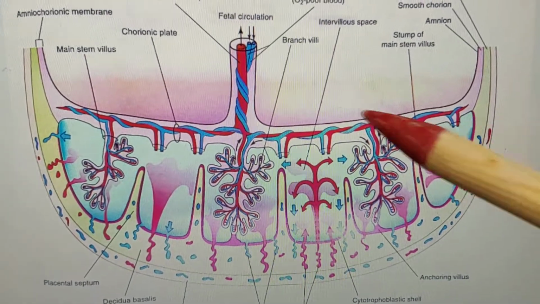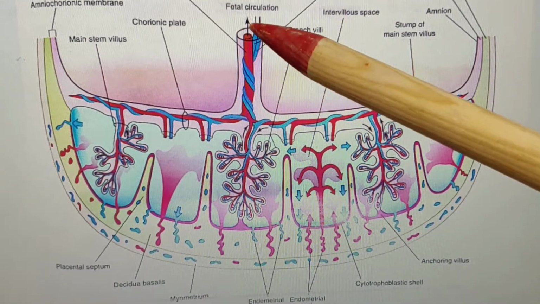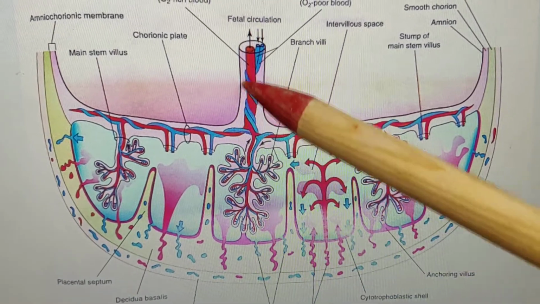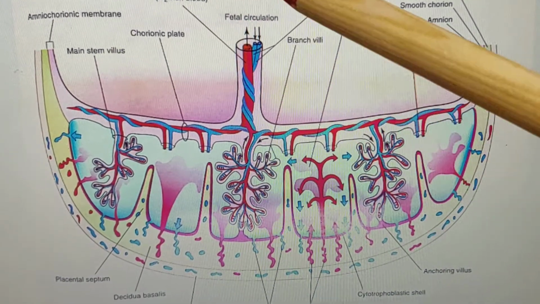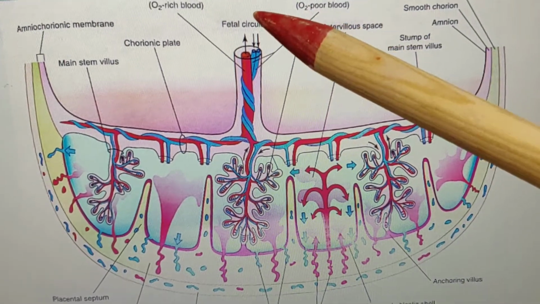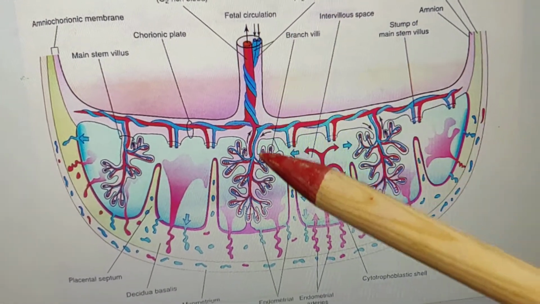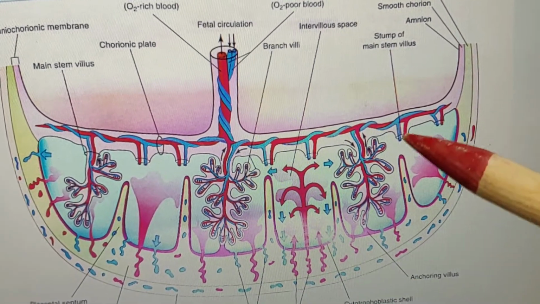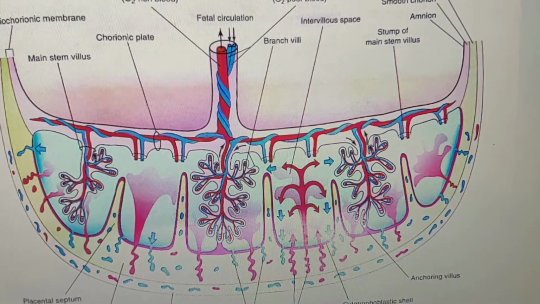Now if you see the fetal circulation, the oxygenated blood is carried away from the placenta by the umbilical vein to the fetus, while the deoxygenated blood is carried by the umbilical artery through this villi. So this is the villi.